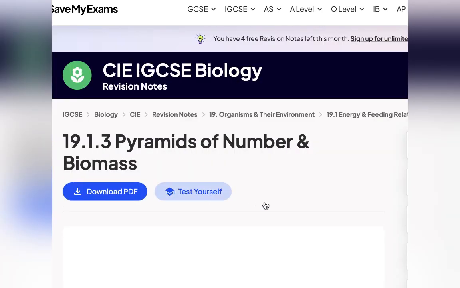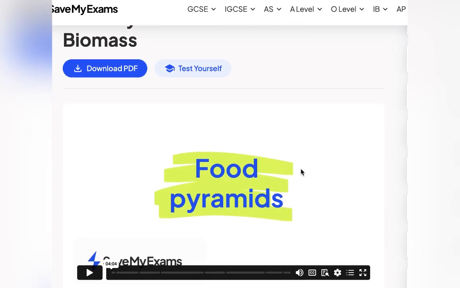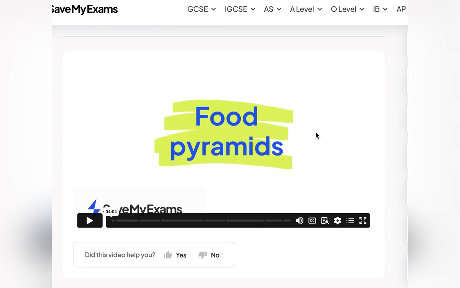Okay. Now let's quickly take a look at the pyramid. Before we go to the pyramid of numbers, we have different types of pyramid. We have pyramid of numbers. A pyramid is just like a structure that is showing the quantity according to their size in the ecosystem.